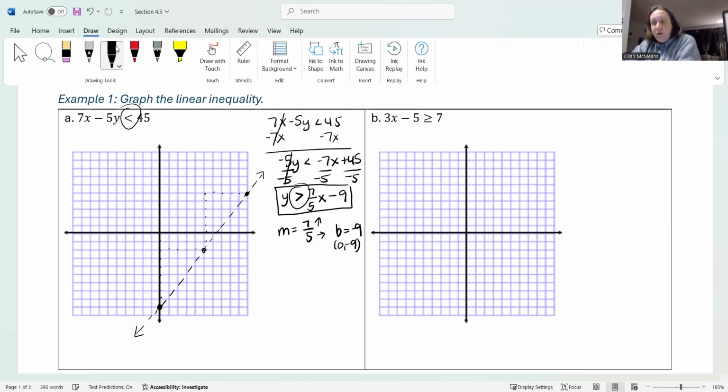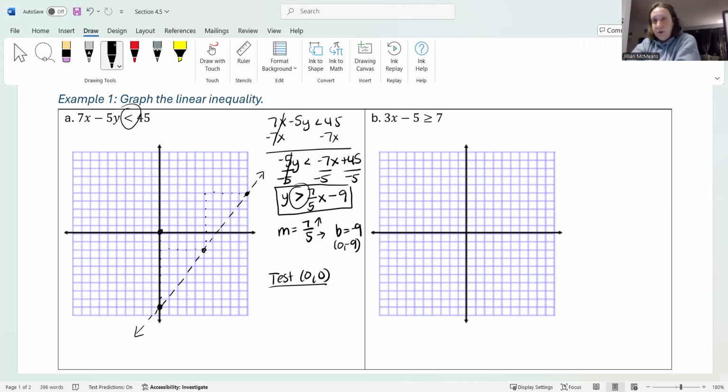Once we solve for y, we had y greater than. That tells us we should be shading on top of the line, but we always want to test a point just to be safe. So let's test the origin. I find it easiest to test the origin because it's easy to plug in zeros. The only time you can't test the origin is if your line goes through the origin. So I'm going to test the origin, which is right here.